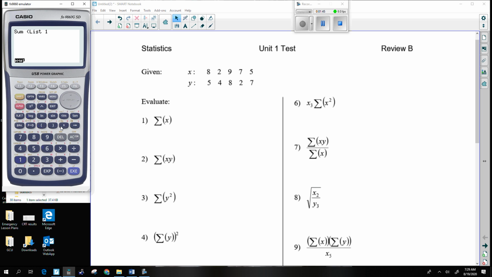of X, which was list 1. Again, get in the habit of putting in those parentheses. So the sum of X is 31. Next, I have the sum of X, Y. So again, I go to the catalog, T, up a couple, of X, which is list 1, Y, which is list 2. So that is the sum of X, Y.